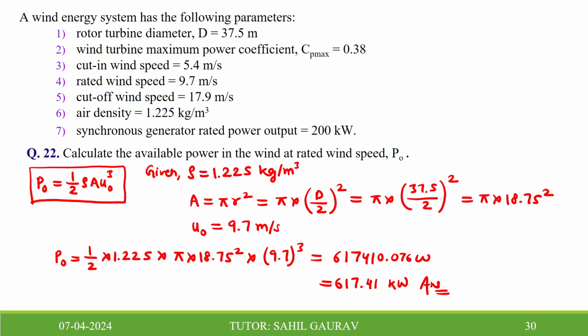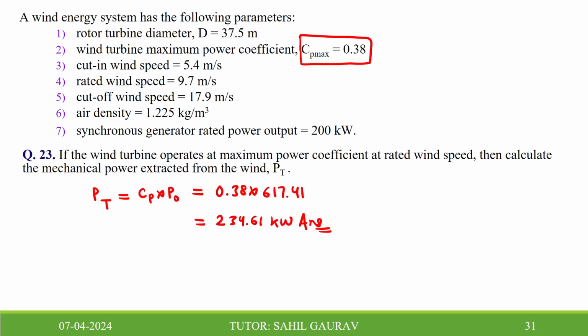And we know that all the power available in the wind cannot be extracted by the turbine. So there comes the power coefficient. Whatever amount of power is extracted by the turbine from the power available in the wind, it should be multiplied with the power coefficient. Since the power coefficient is 0.38, you have to multiply this with the power available in the wind to get the power extracted by the wind turbine. So PT is equal to CP into P naught.